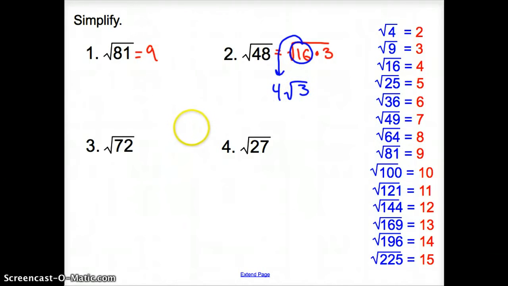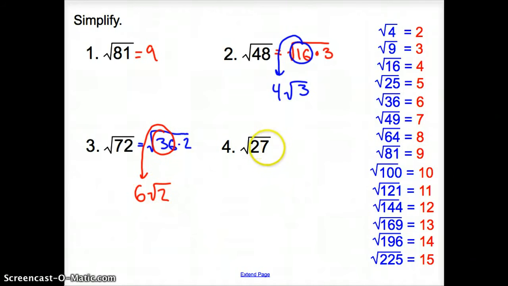How about 72? Same thing with 72. Is there a 72 in the blue numbers? No, there is not. Well, then is there any blue number that goes into 72? Starting with 64, no. 49, no. 36 goes in there how many times? 36 goes into 72 2 times. So I take it times 2. Well, the square root of 36 is 6. So 36 comes out of the square root and is a 6. I cannot do anything with that 2, so we're left with the square root of 2.